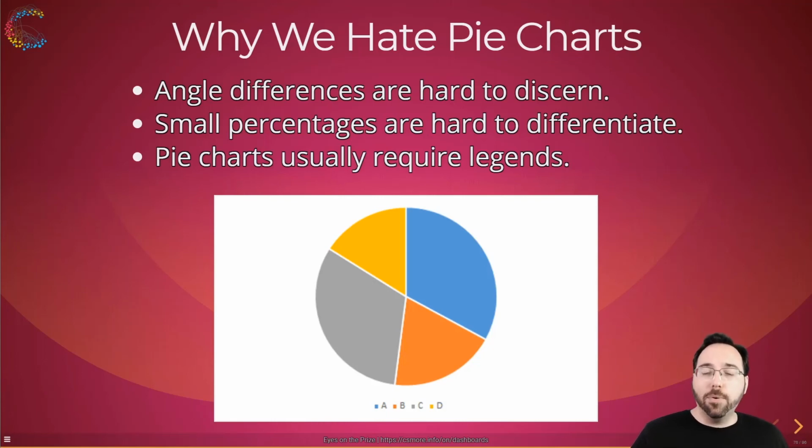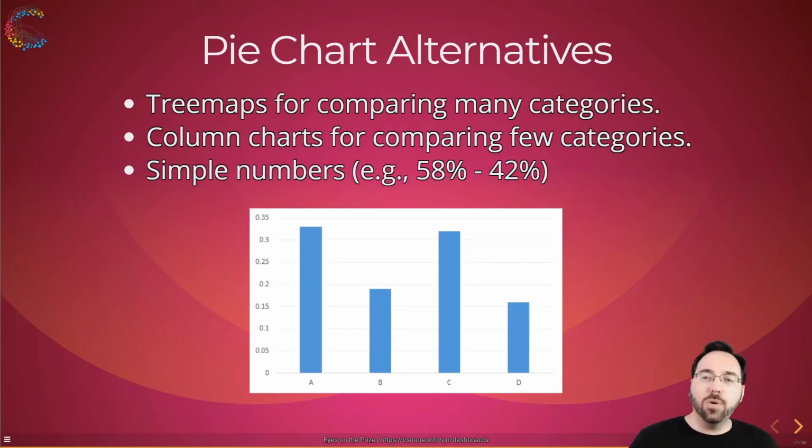Pie charts usually require legends. So you had to look down and see what A and C were, what B and D were, because it wasn't obvious. By contrast, if I show you a column chart, you can immediately see, oh yeah, B is actually larger than D, and A is slightly larger than C. You can immediately see what those values look like.